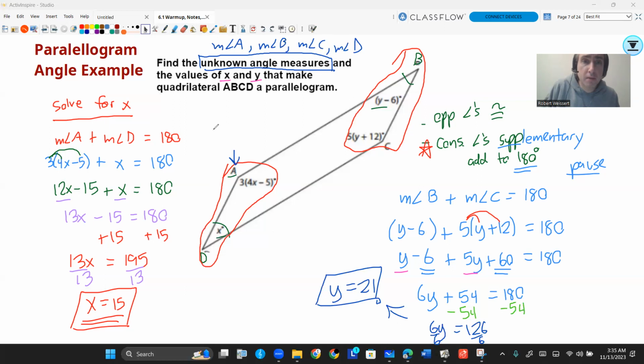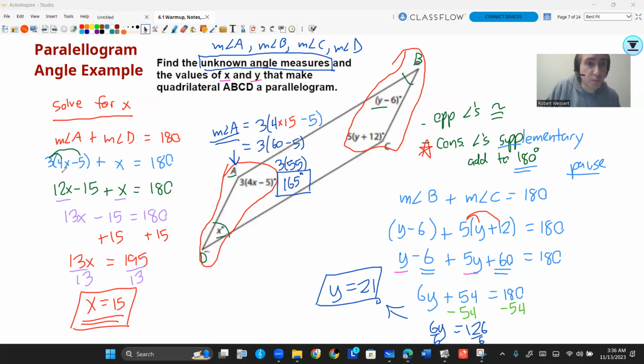So the measure of angle A is going to be 3 times, for x, we have the value of x. X is 15, so we're going to substitute that in. And that's going to be 3 times 60 minus 5, so 3 times 55. And 3 times 55 is going to give you 165. So the measure of angle A is 165 degrees. I can get the other angles in a similar manner, although you can find shortcuts around some of them.